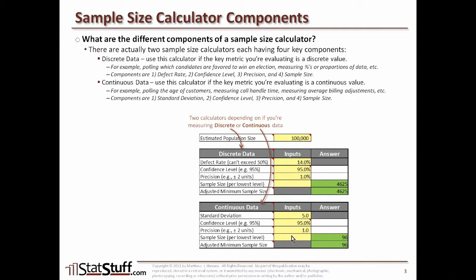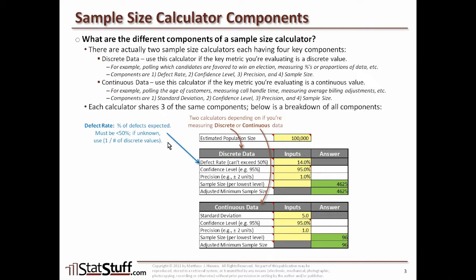Now, the components of this particular calculator are the standard deviation, confidence level, precision, and also the sample size. So let's go into each of these different areas and look at the different components so you can see how each of those work. First of all, under the discrete data, you have this one called defect rate. Now, don't let the name fool you. It may not exactly be a defect necessarily, but that's the name that's given for this particular variable in this part of calculating the sample size.